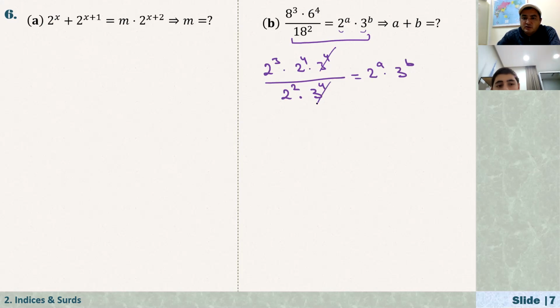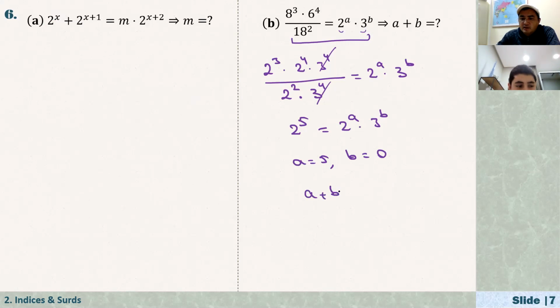That's equal to 2 to the power of 8, 3 to the power of b. These two things cancel each other, right? And also 2, so 2 to the power of 5 is equal to 2 to the power of a times 3 to the power of b. So from here, a must be equal to 5 and b must be equal to 0. So a plus b is equal to 5. I think it was in the test.